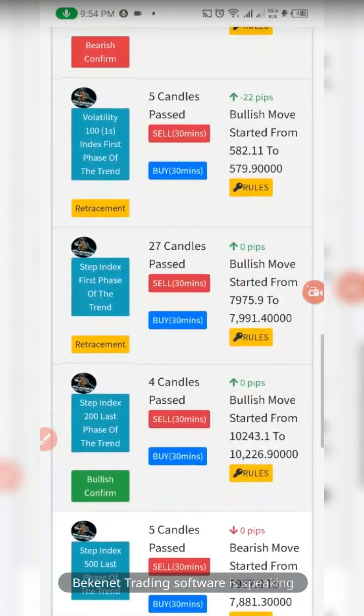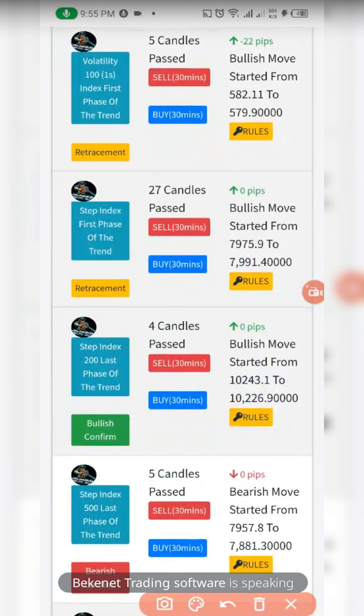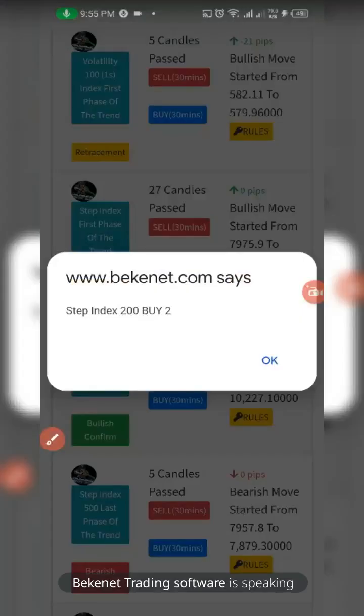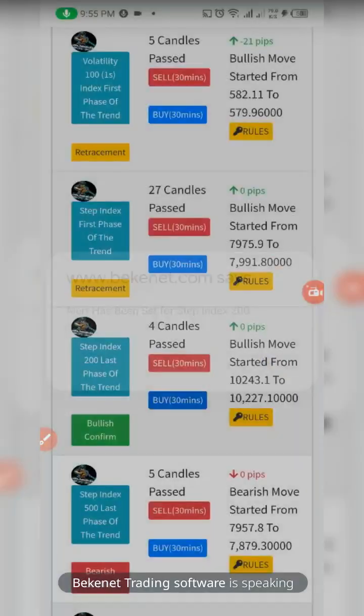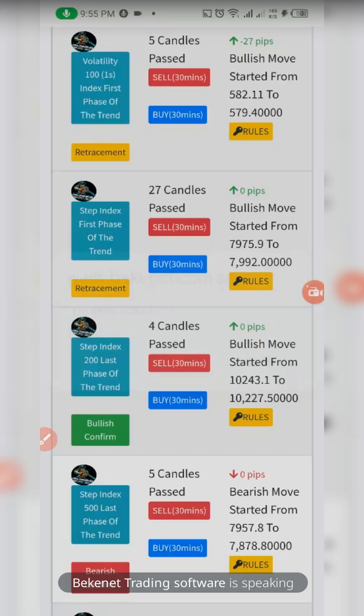Step 200. As you can see, it's currently on its last phase, meaning that first phase had bought already. It's already on its last phase. So I want to program it now because the higher time frame is on a bullish move. Even if it's tomorrow, as the circle is coming back again to first phase and there's a confirmation here, it will notify me, then I can buy alongside with the higher time frame.